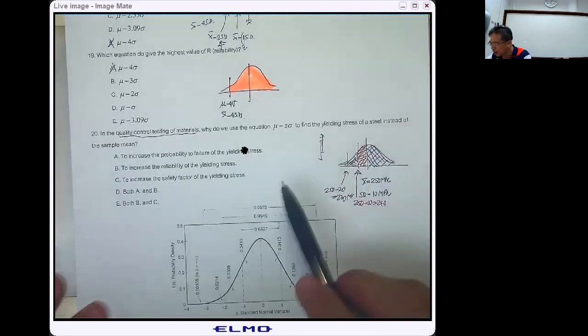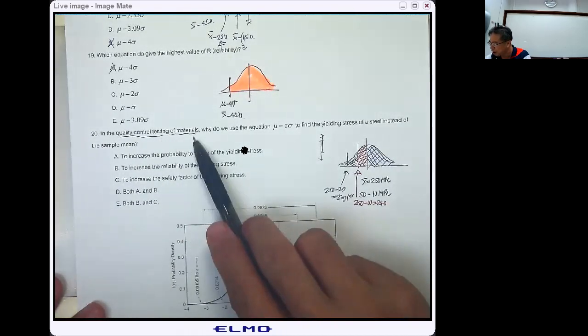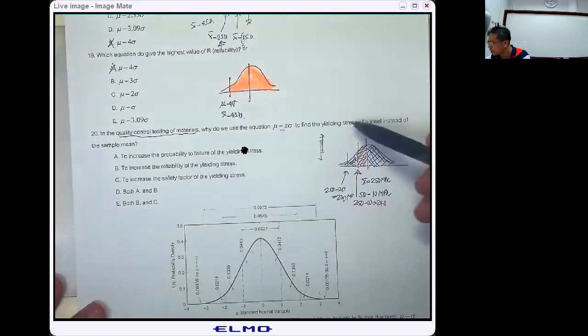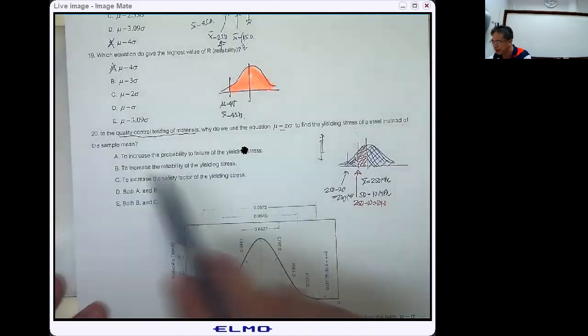So the question is, in the quality testing of the material, why do we use this equation to find the yielding stress of the steel instead of the sample mean?